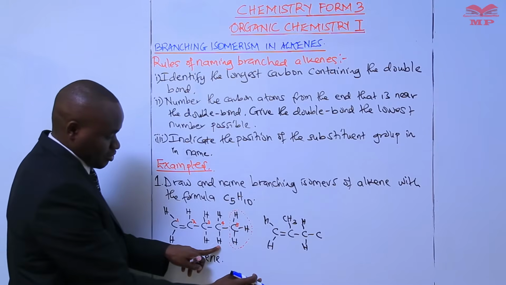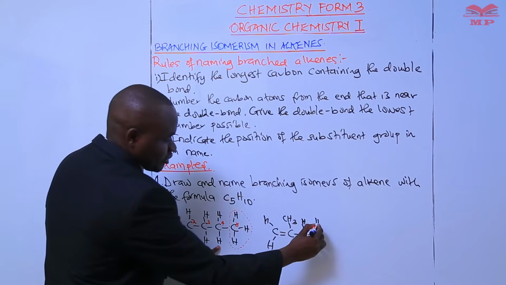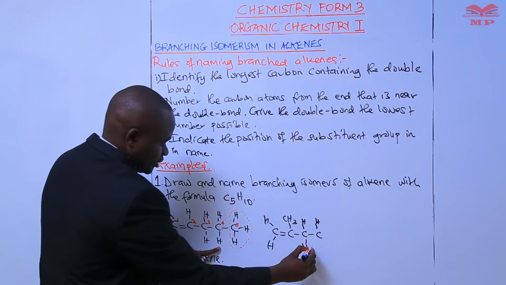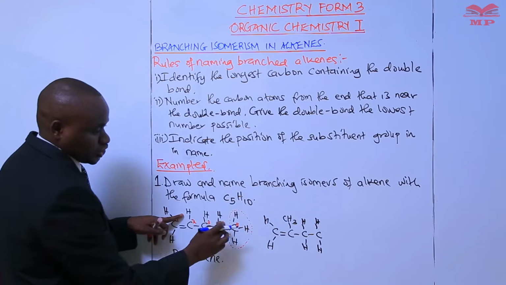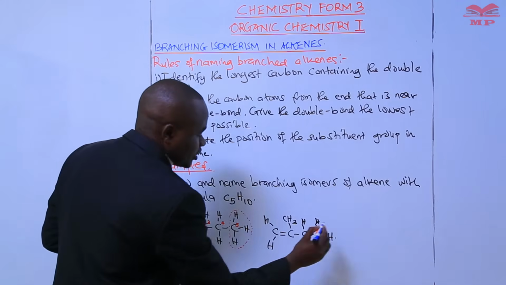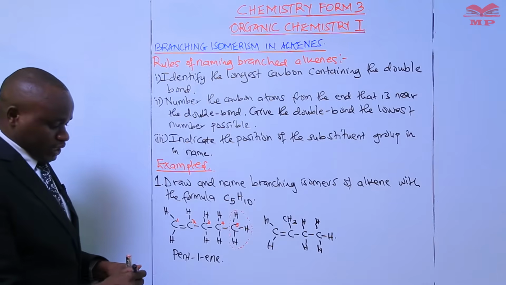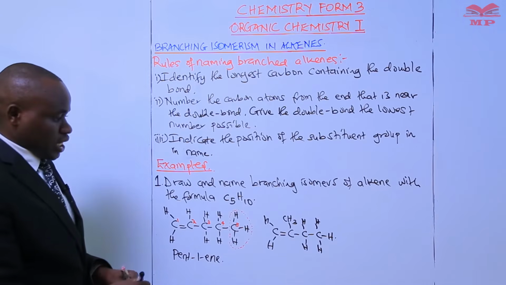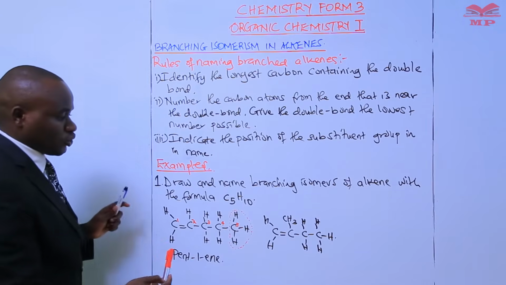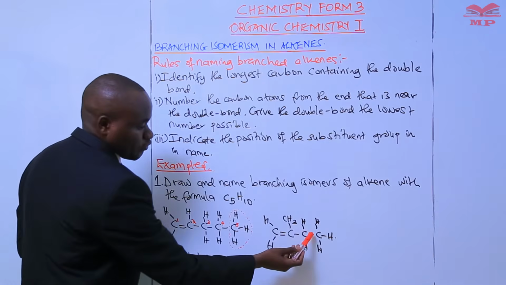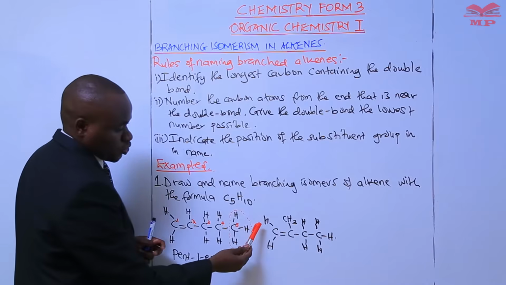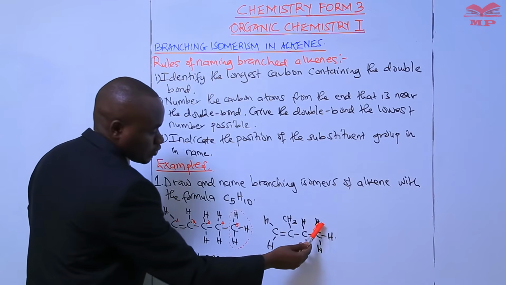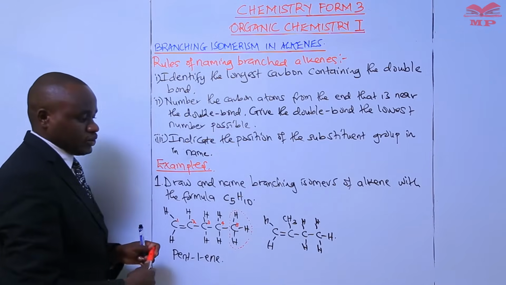Then the last carbon has this hydrogen. It has this hydrogen. And the one that has come here, there is an interchange. So like that, we shall form that isomer that will have a total of 5 carbon atoms and a total of 10 hydrogen atoms.